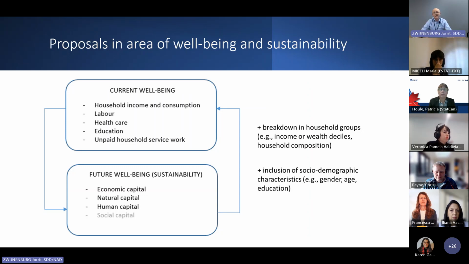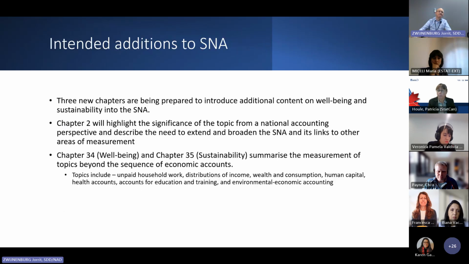And on the right-hand side, also to mention that we are focusing on breakdowns into household groups, not just having one number for the household sector, but broken down so that people can see how different household groups are faring. So for example, in income or wealth deciles, household composition, and also including socio-demographic characteristics for the various groups. So for example, broken down by gender, age, and education.